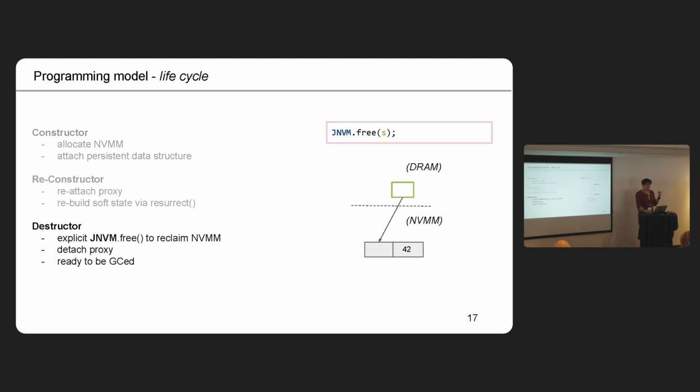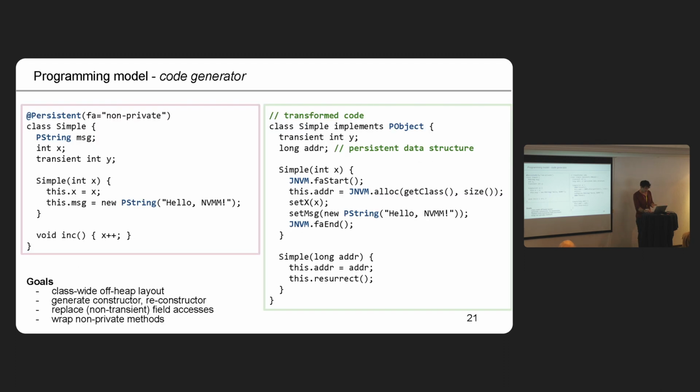And the third thing we need is a destructor. So the destructor is explicit. That is, much like you would remove a file on the file system, you can also free objects using an explicit call to the proxy. So in that case, you remove the persistent data structure, and then you detach the proxy, and the GC, the regular GC of Java, will collect the proxy. Okay, so that's the principle.